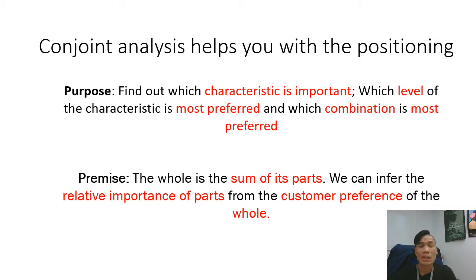So for example, let's say you want to do a menu, right? Menu A, menu B, menu C, but you don't know what kind of attributes or what kind of products you want to put together in the menu. So that's one way of finding out using conjoint analysis.